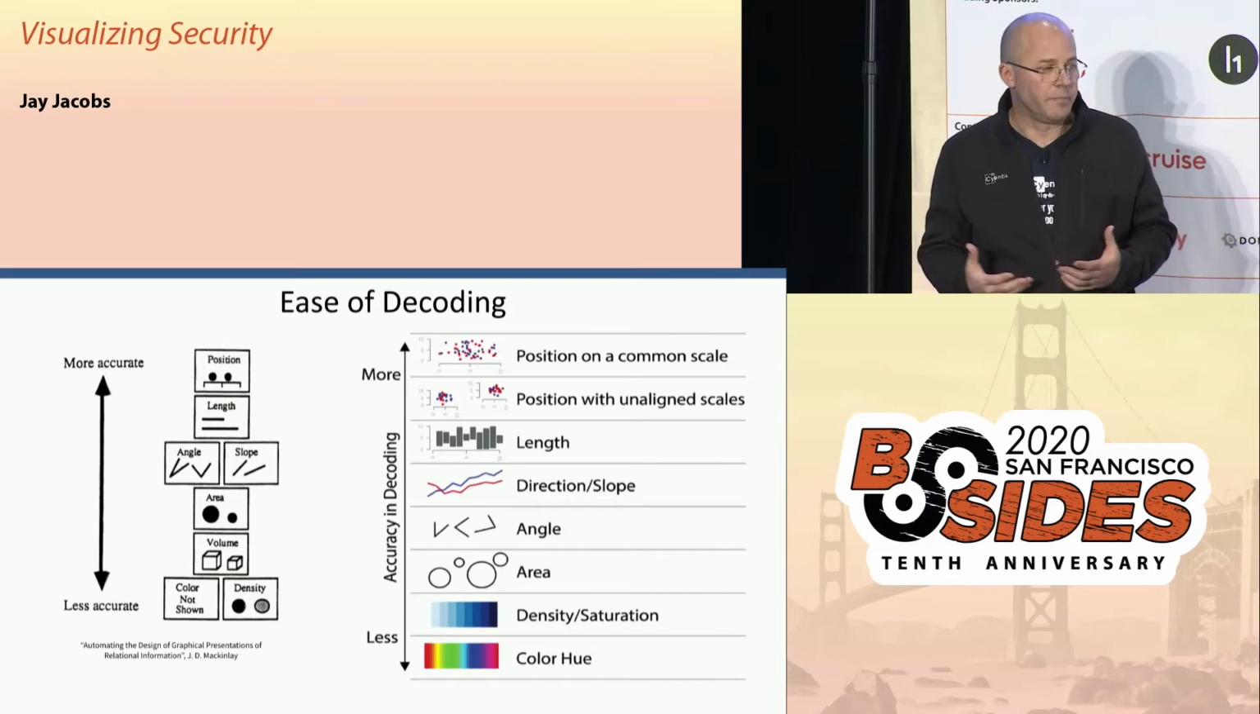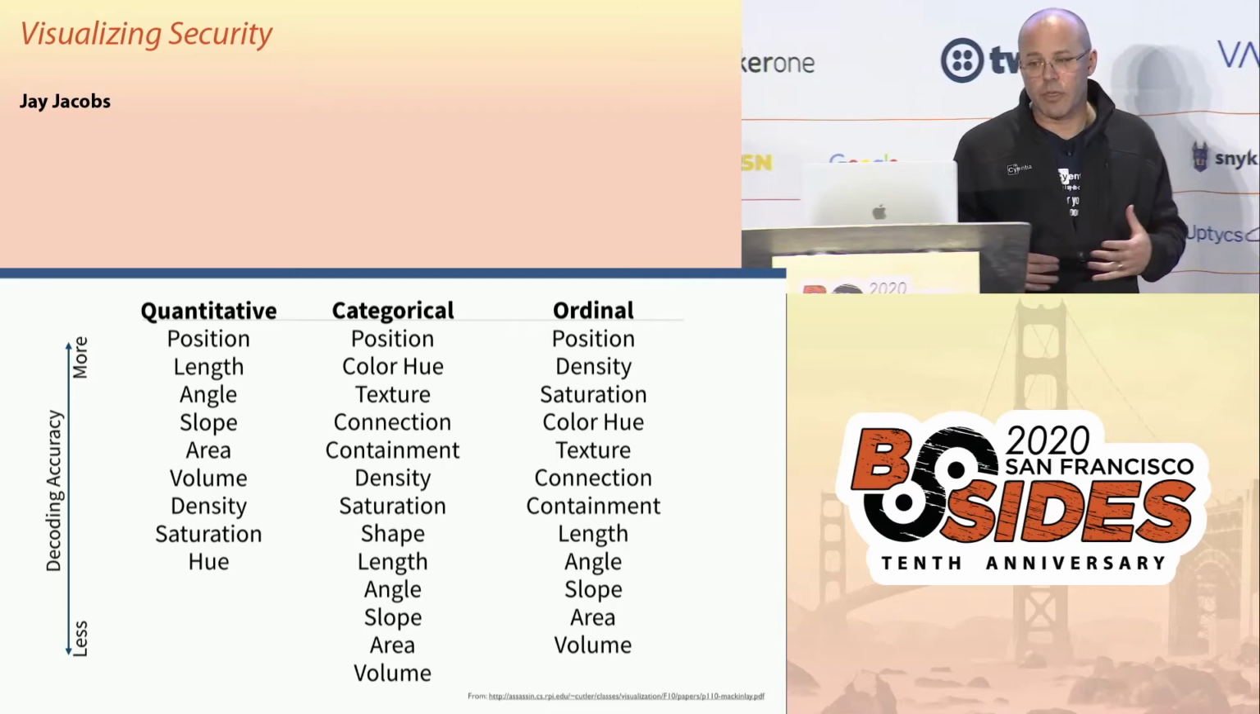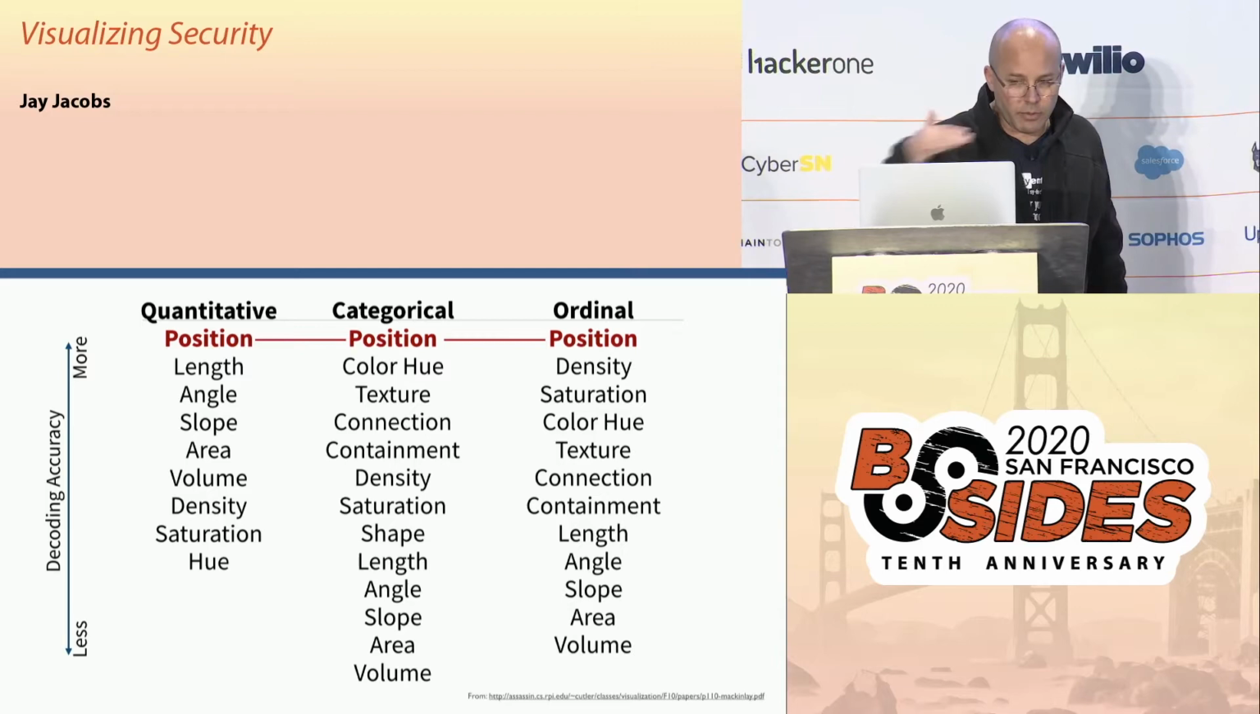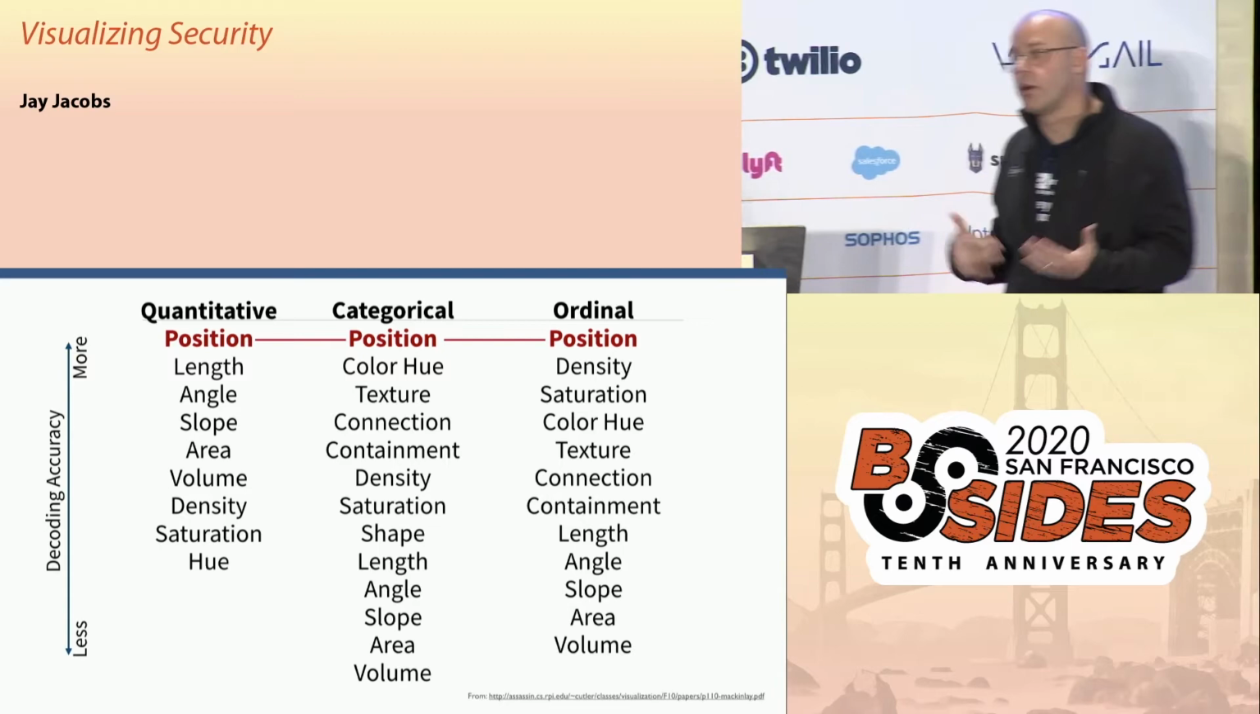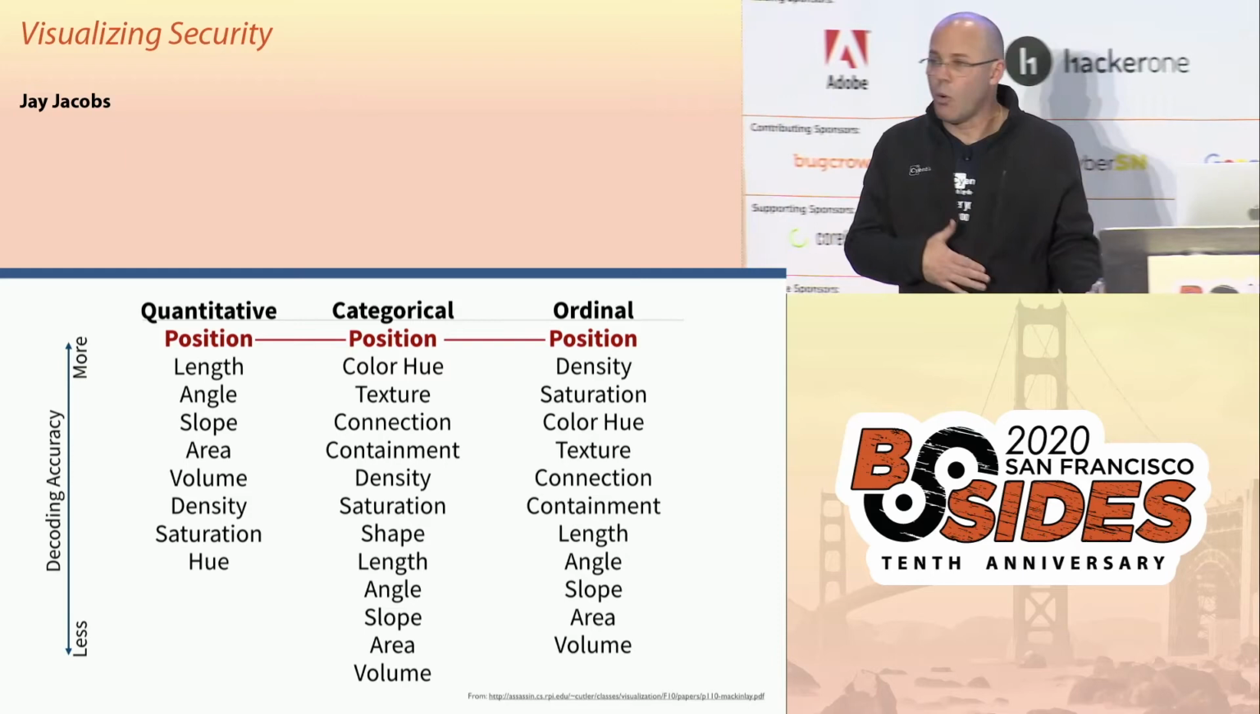Now, when we look at different types of data, we're going to have different things jump out. So when we get to categorical, for example, all three of these have position across the top, but some of these things shift around. So if we're dealing with ordinal data, we may be able to use like density or saturation, whereas I'll be very poor when you're talking about a quantitative variable.